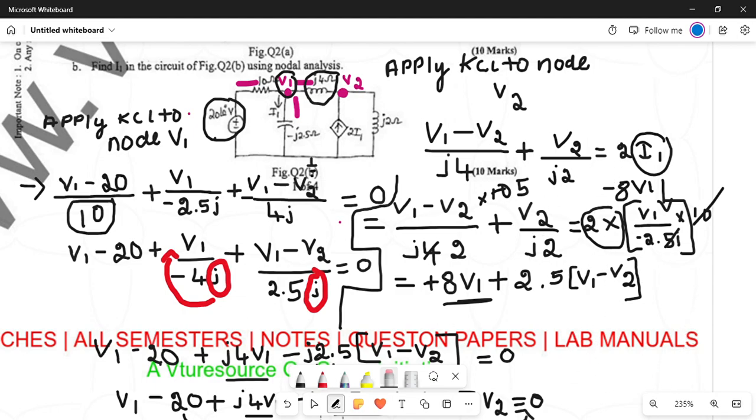Okay. So plus 2.5 into v1 minus v2 is the resultant. So when we do 10 divided by 4, you get 2.5 j. Then we use 1 by j is equal to minus j, and so you get this particular resultant. Fine, yes.